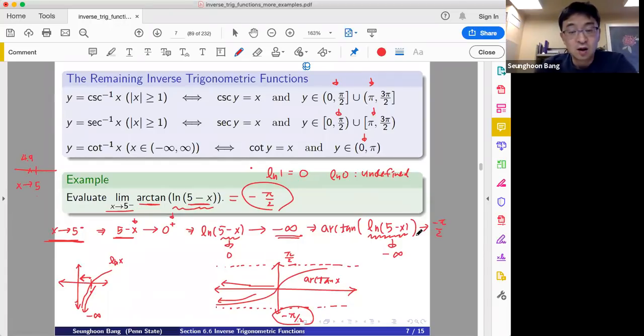Right? This is the same. Could you turn off your audio, please?